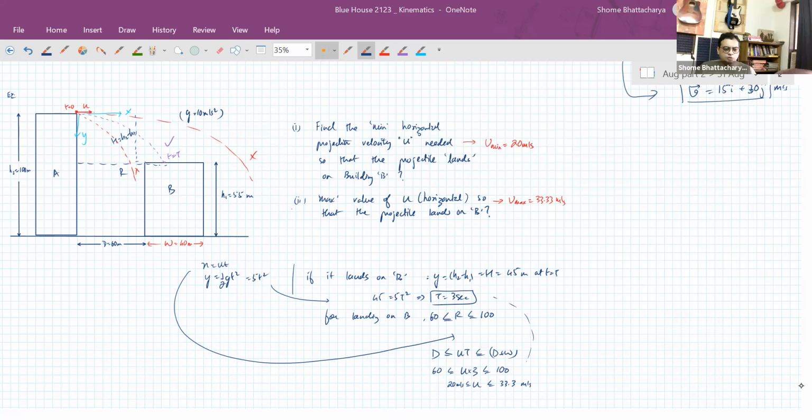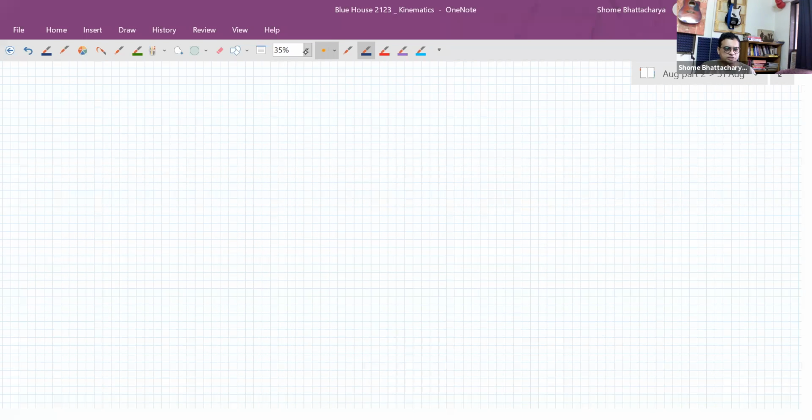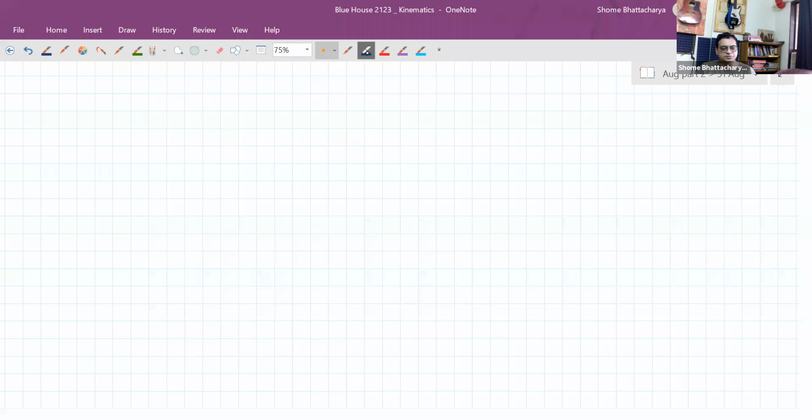Okay, so now we move on to the next part of projectile motion, which is projection from an inclined surface, or projectile motion with respect to an inclined plane. This is the last part of projectile motion, theory wise.